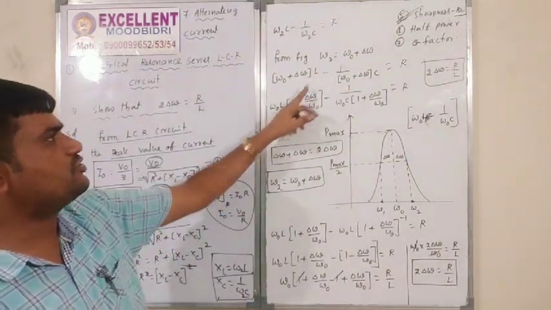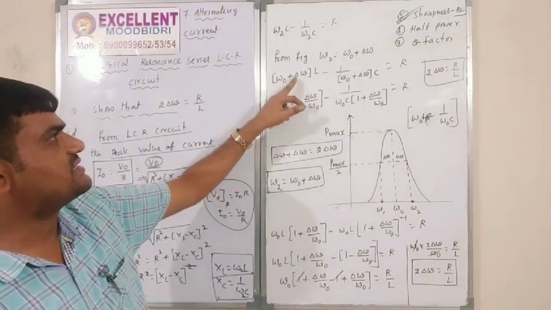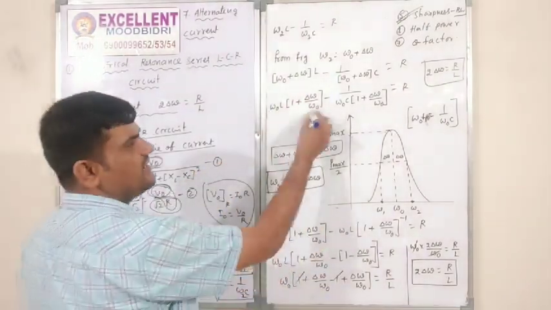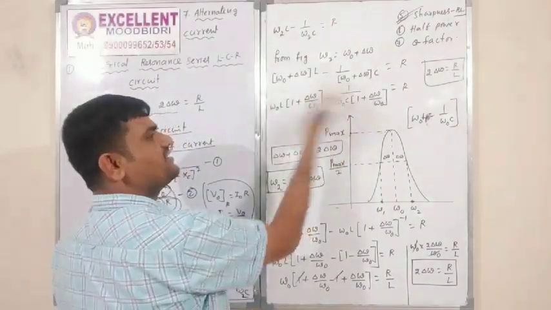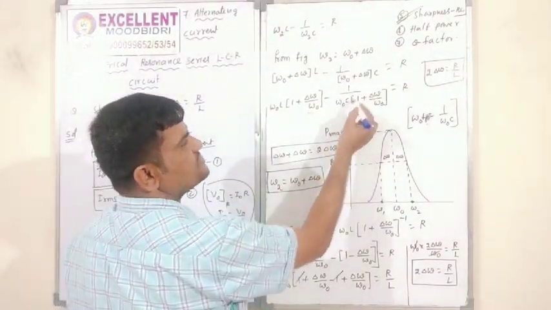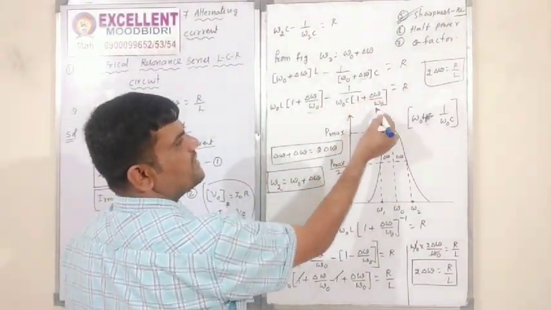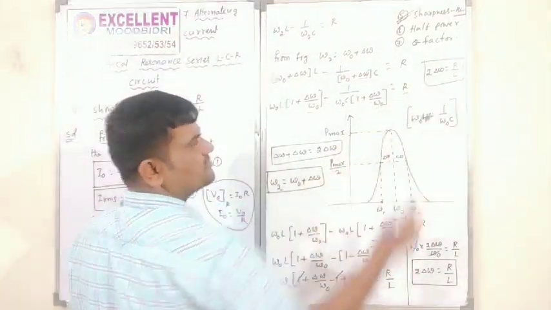Yes, omega naught into L, 1 plus delta omega by omega naught. Correct? Similarly here, omega naught take common. Omega naught into C into 1 plus delta omega by omega naught is equal to R.